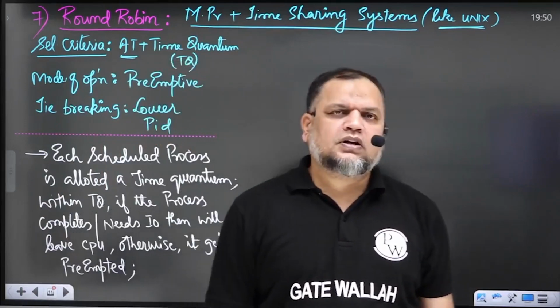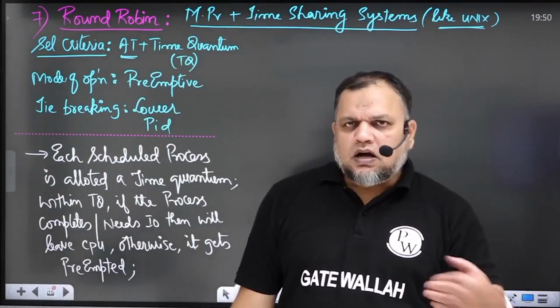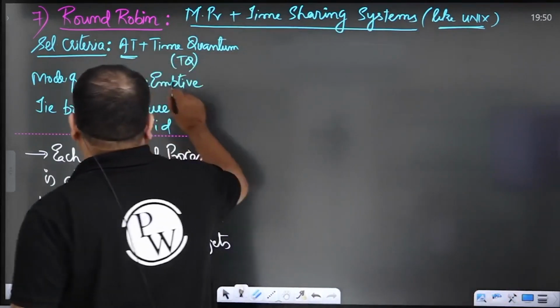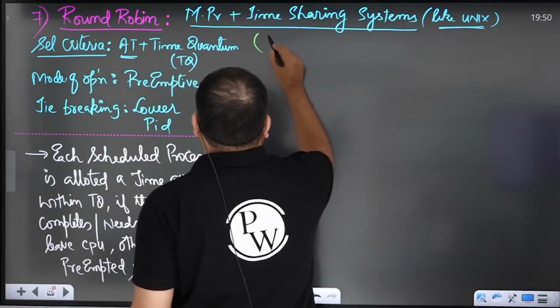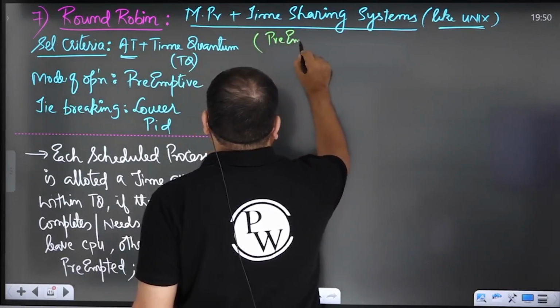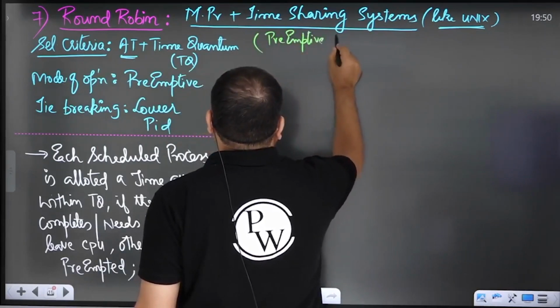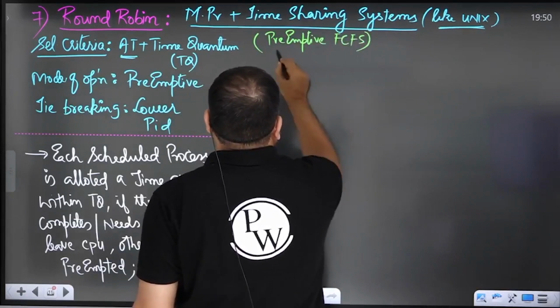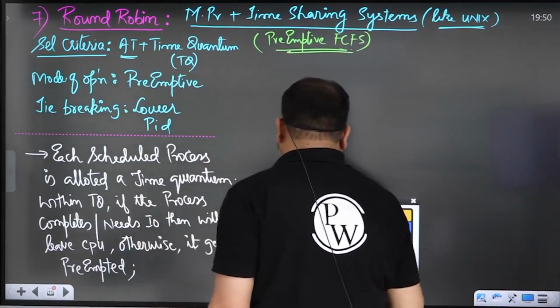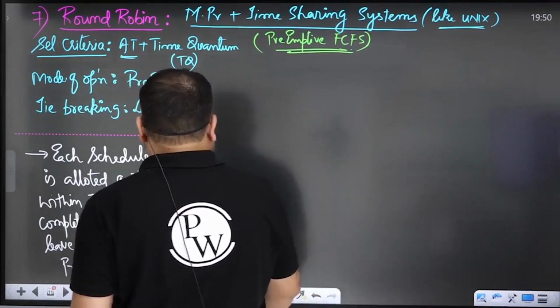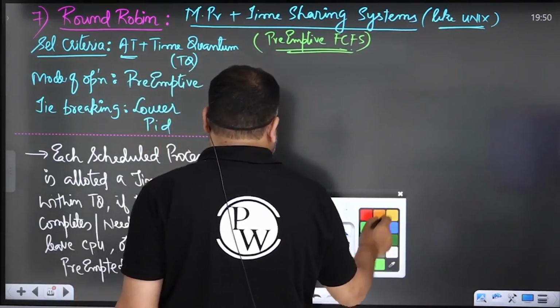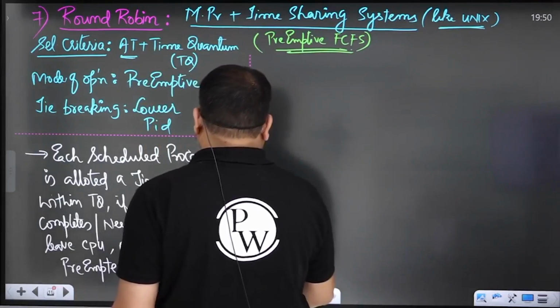This is the basic idea of round robin. Because it works on arrival time, some people even call round robin preemptive FCFS, because the processes are maintained in FIFO order. That's why some people call this preemptive FCFS. This is the notion, the idea of round robin.